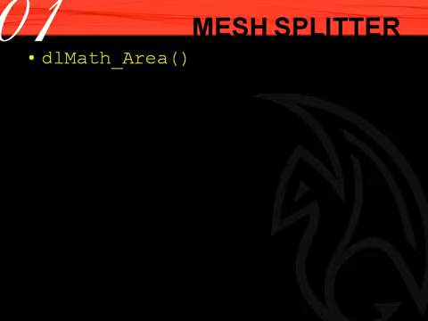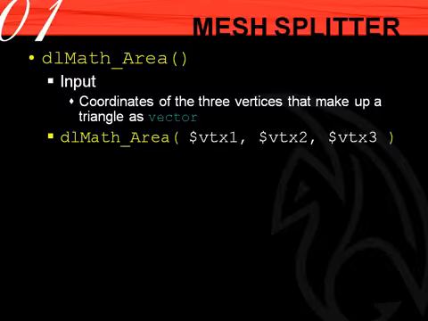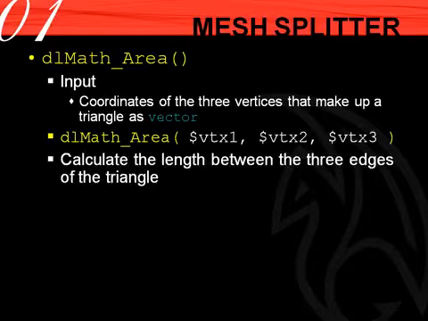So continuing on with the mesh splitter, because we're creating our own command in our math library, dlmath_area, this is going to calculate the area of a triangle. Our input is going to be the coordinates of the 3 vertices that make up a triangle as vectors. We want the coordinates of those vertices so that we can figure out the lengths of those edges. Here's an example: we would give it vertex 1, vertex 2, vertex 3, and pass that to the dlmath_area procedure.